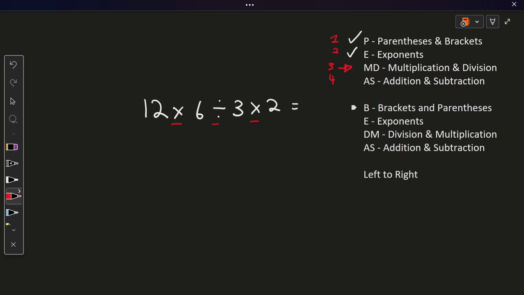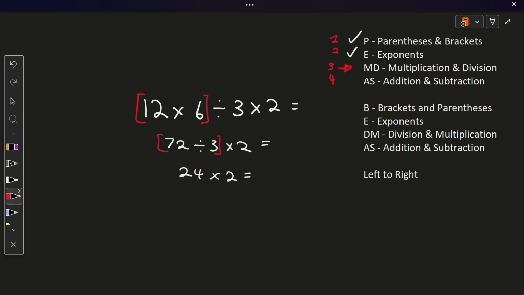Let's go ahead and carry out our multiplication and division from left to right. So 12 multiplied by 6 is going to give us 72, divided by 3, times 2. We've completed this operation, and the product has replaced 12 times 6 in our equation. The next operation we have to perform is 72 divided by 3, which is 24. And so 24 times 2 is what remains of our equation.